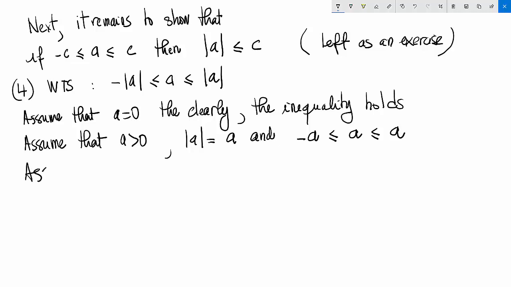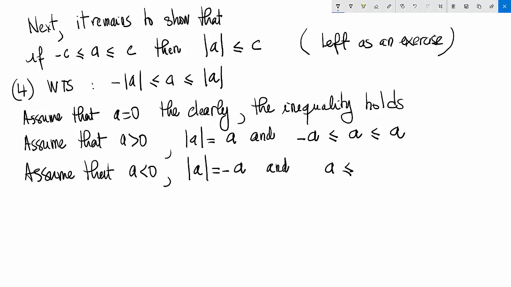And if you assume that A is less than 0, then the absolute value of A is the opposite of A, and A here is now a negative number. So it's of course equal to itself, so it's less than or equal to itself, which is then less than or equal to negative A, since negative A is a positive number in this case. So we have exhausted all possibilities.